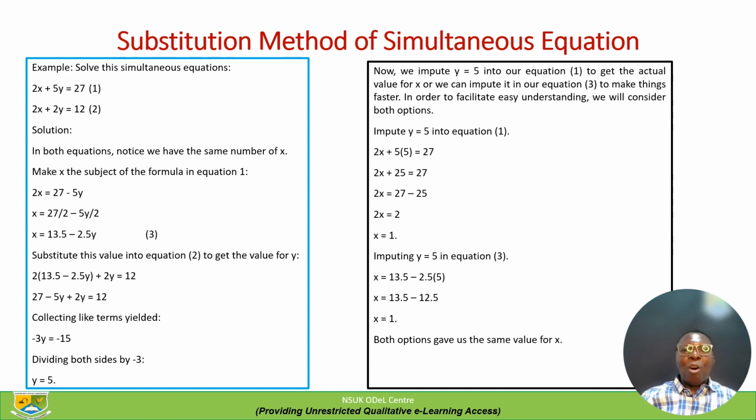Substitution method of simultaneous equations. Example: you solve this simultaneous equation. Let's take this example 1 again, that is, 2x plus 5y is equal to 27, which is equation 1, and 2x plus 2y is equal to 12. Let's take this as equation 2. Let's find the solution to this example. In both equations, notice we have the same number of x, which is 2. Make x the subject of the formula in equation 1. So we say 2x is equal to 27 minus 5y, over 2.